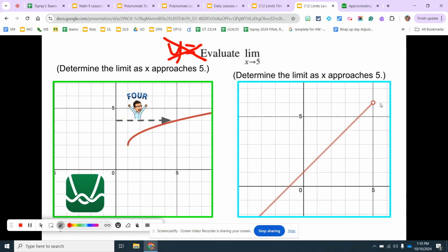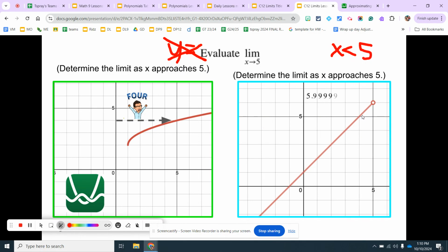Okay, now this one, you might not know what that hollow dot means. It means that there's nothing there. It means that this function does not exist at 5. It exists before 5, but not at 5. So we could say that x is less than 5, but does not equal 5. So if we said, what does the function equal when x equals 5? We'd say nothing. But if we said, what does the function equal as x gets really, really close to 5?